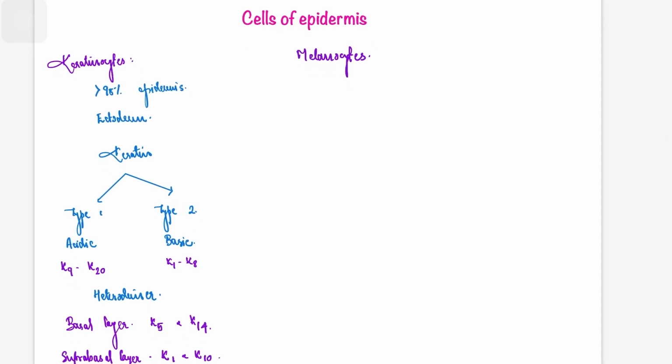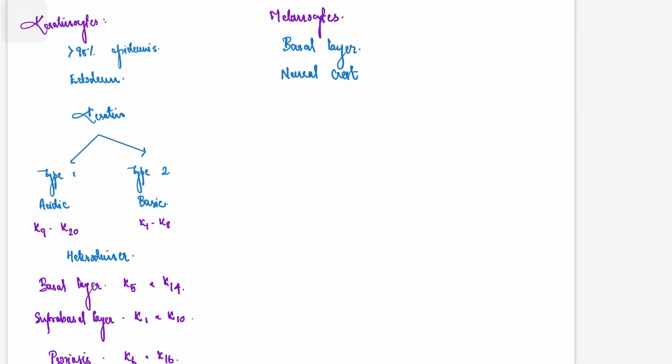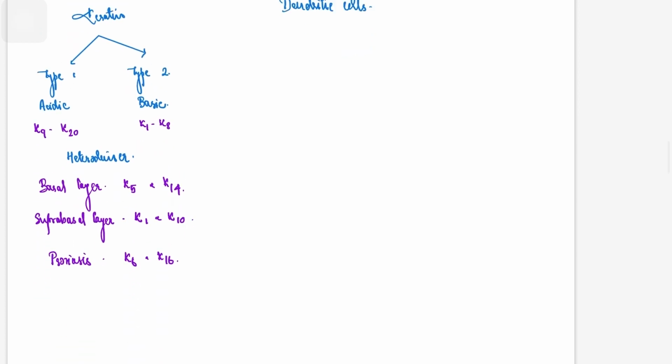And the next important cell is the melanocytes. So where are the melanocytes situated? They are situated in the basal layer, and these are immigrant cells. They are derived from the neural crest, and they migrate to the skin during the developmental process. And these cells are dendritic cells. Dendritic means the cell membrane is thrown into folds.